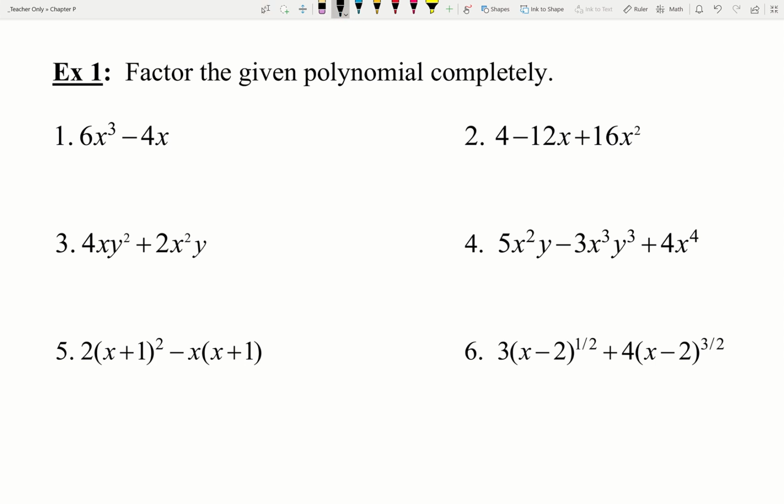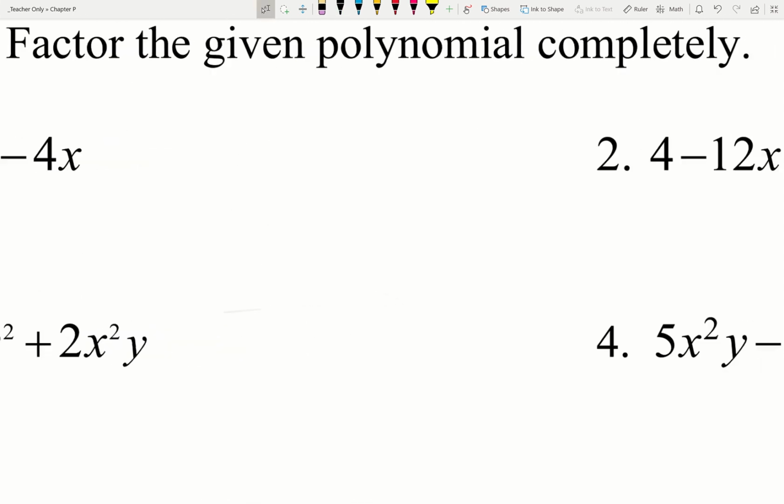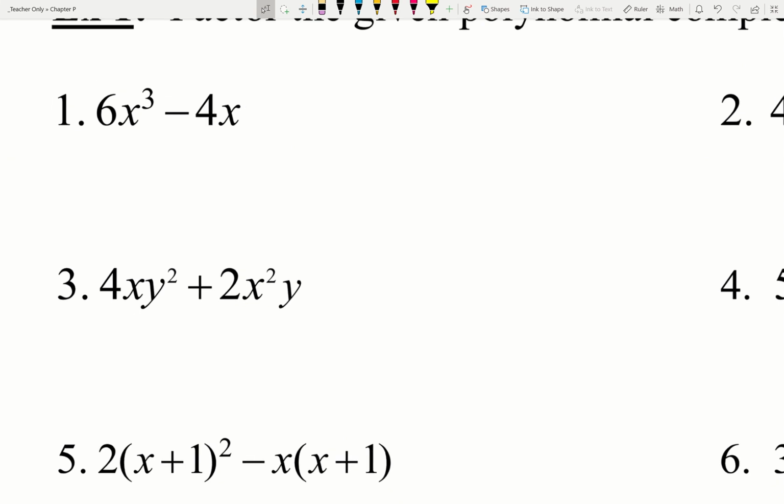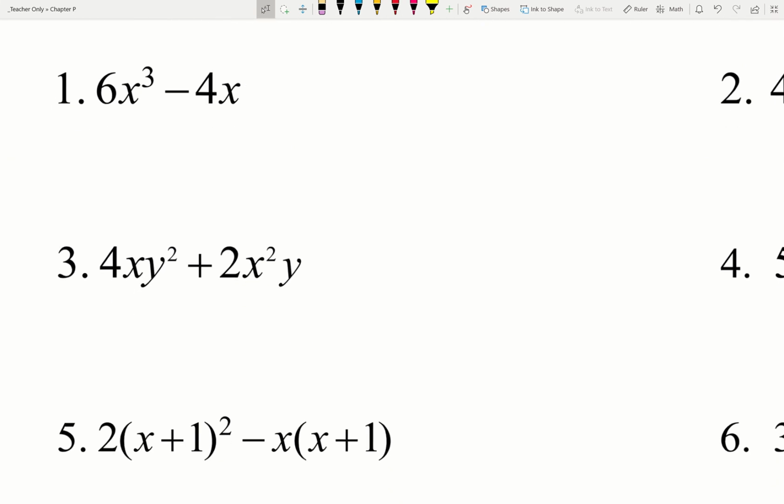So let's go ahead and hone in on this first example here. It says factor the given polynomial completely, okay? So number 1, it says 6x cubed minus 4x, and here's the way that I think about factoring, right? When this was first introduced to you, your math teacher may have introduced this in a certain way, but here's how I always do it. First of all, I'm going to identify how many terms I've got, and they're always separated by plus or minus signs. So I'm seeing this big minus sign in the middle, so that tells me that I've got 2 terms in this example, okay? So let me set some of my things up here.